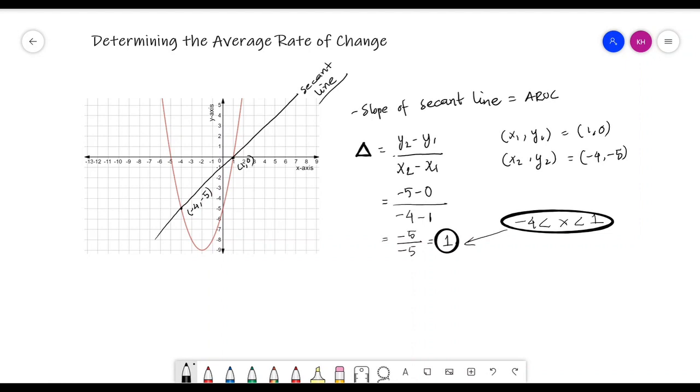So thank you so much. I hope the concept is clear, and now you can find the average rate of change for any function at any given interval.